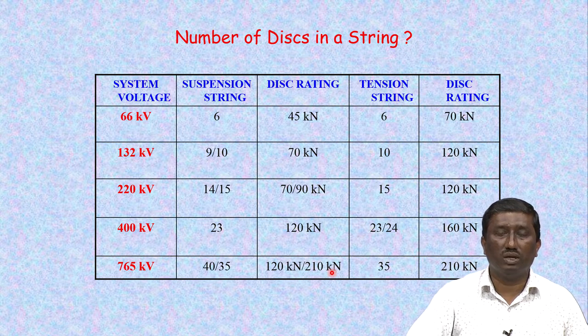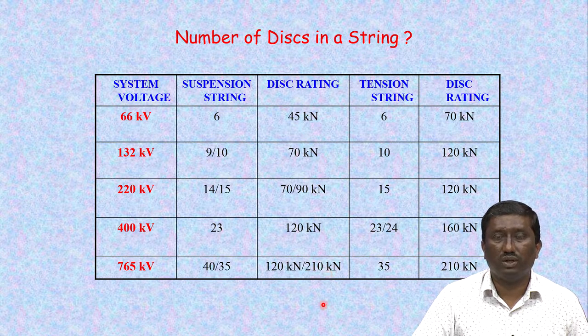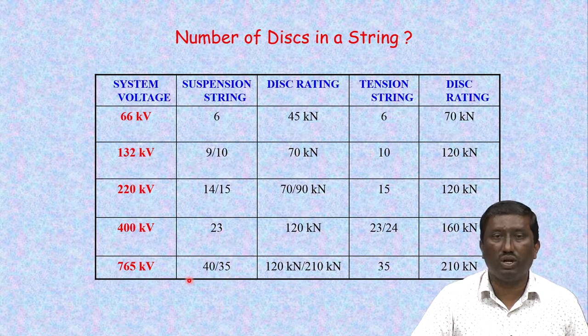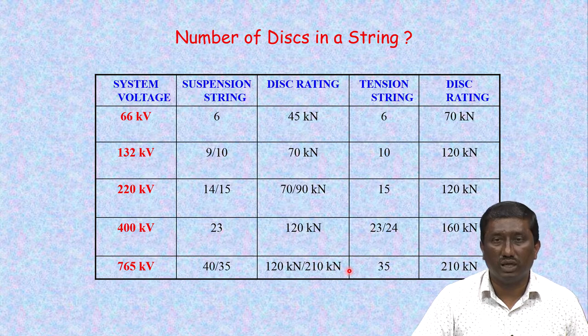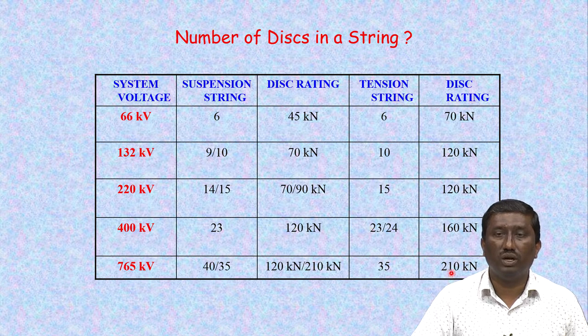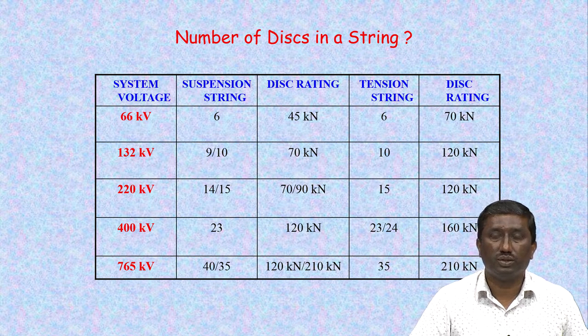Now, in some places where higher mechanical load is required, they further go for 320 kilonewtons or 420 kilonewtons. In that case, the number of insulators decreases from 35 to 29 or 30. So, it could be 40, 35 or 29 to 30 depending upon the creepage and the mechanical strength of the insulators which are used. So, for tension, usually if it is 210 kilonewton, 35 are used. If it is 320 or 400 kilonewtons, the number gets reduced by 5 or 6.